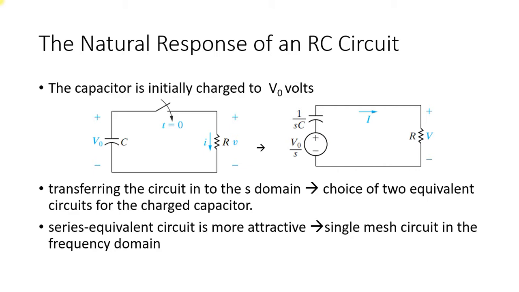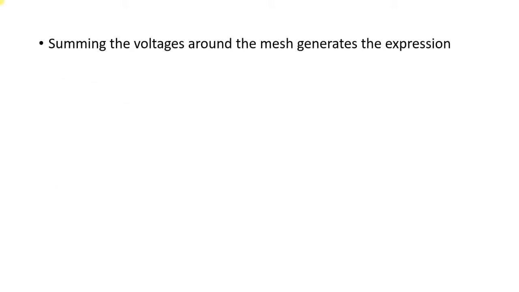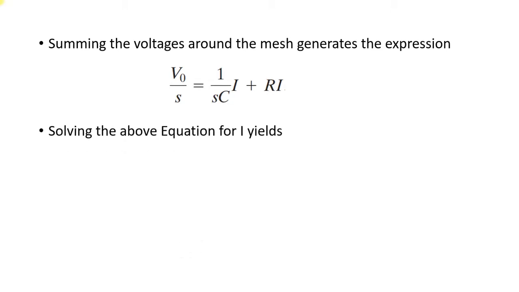Now I apply KVL in this loop. Consider this is a loop. In this loop, I apply my KVL. The equation looks like this: V naught divided by S, which is the initial voltage across the capacitor, equals the drop across the capacitor and the resistance, which is given by 1 by SC into I plus R into I. So this is the equation.